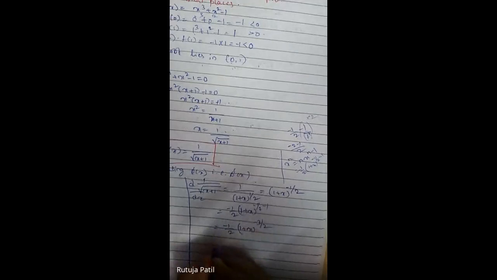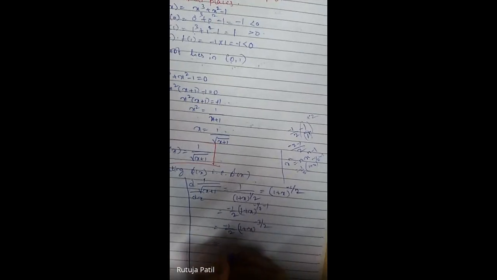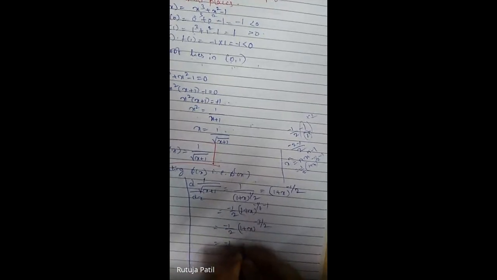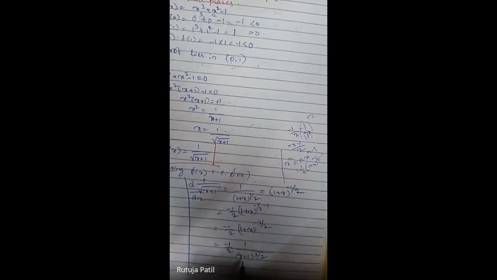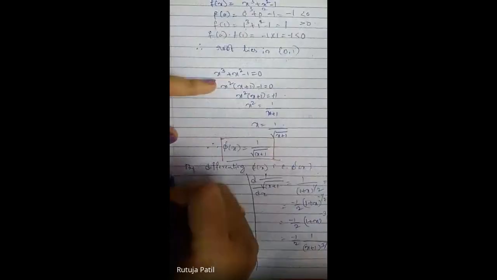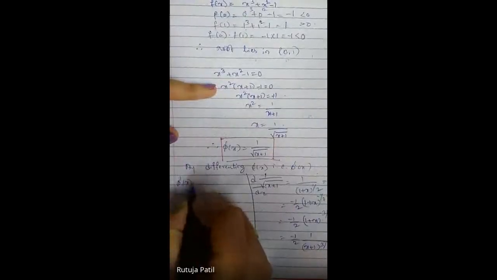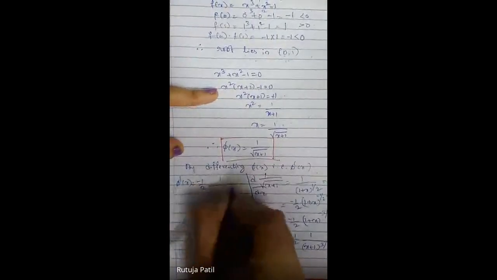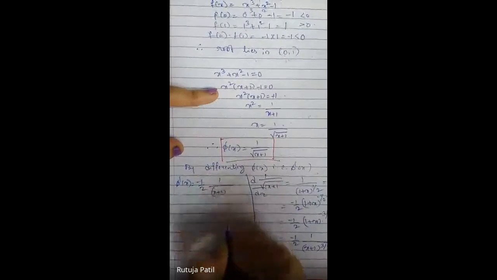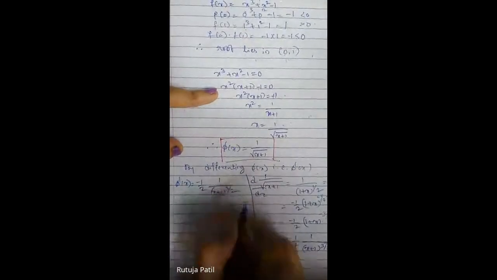Since it's minus 3 divided by 2, how can I write it? Minus 1 by 2, 1 divided by x plus 1 to the power 3 divided by 2. When I bring this minus 3 divided by 2 down, it becomes x plus 1 to the power 3 divided by 2. So what we got here, psi dash of x, is minus 1 by 2, 1 divided by x plus 1 to the power 3 divided by 2.